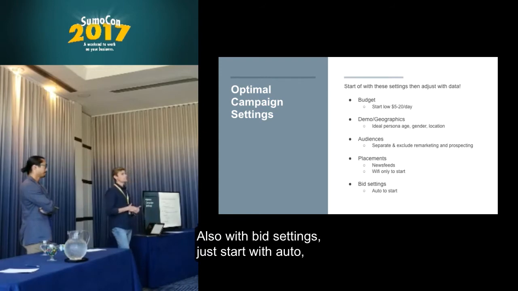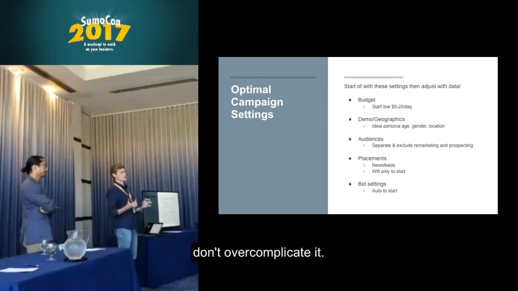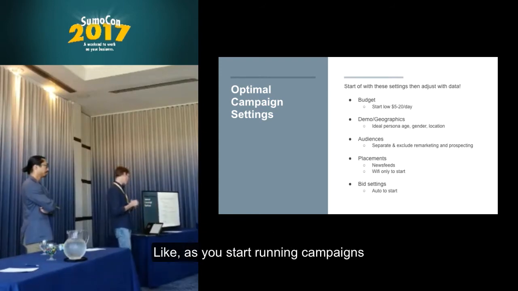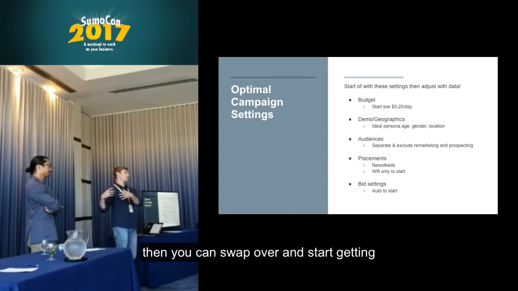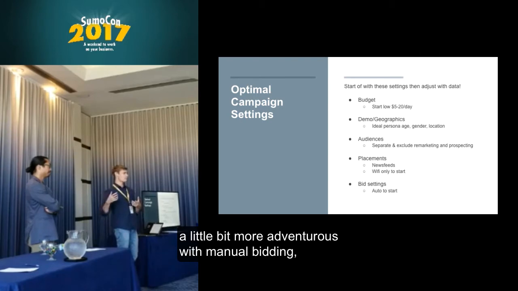Also with bid settings, just start off with auto, don't overcomplicate it. As you start running campaigns and getting a little bit more data, then you can swap over and start getting a little bit more adventurous with manual bidding.